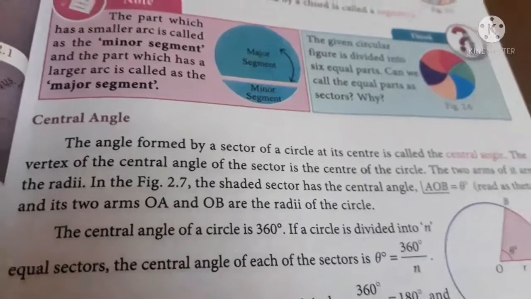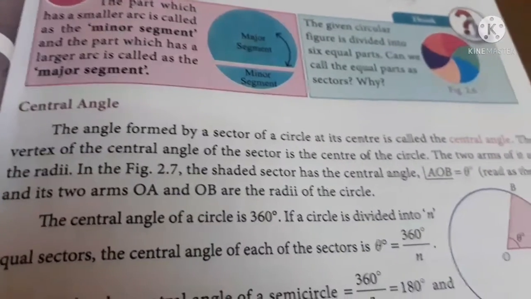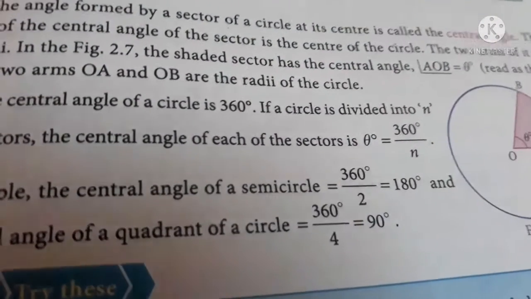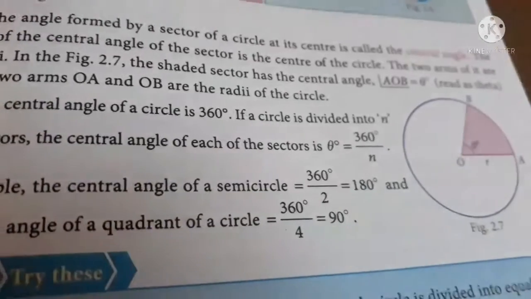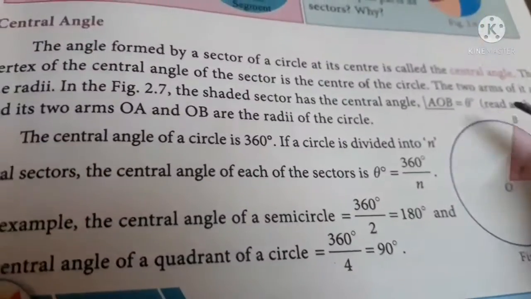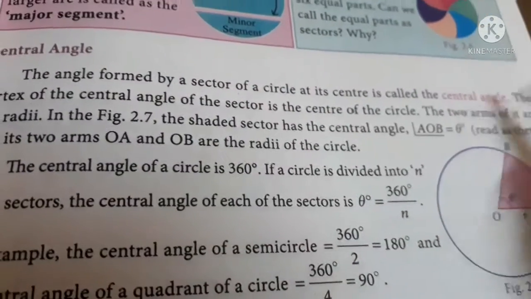Now let us see some points about the central angle. What is the central angle? Now you know what is the total angle of a circle. I think you know it, right? It is nothing but 360 degrees. The angle formed by a sector of a circle at its center is called the central angle.